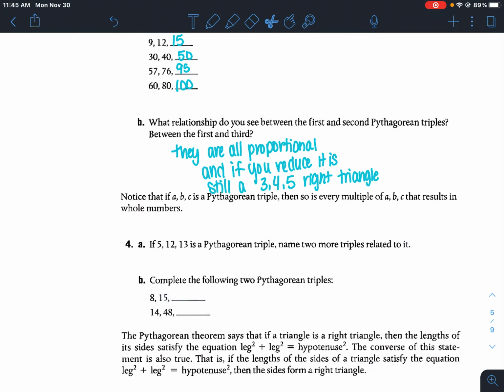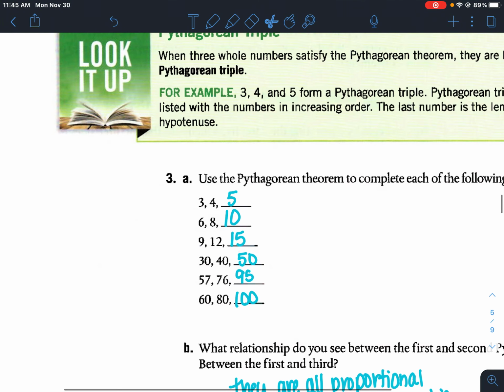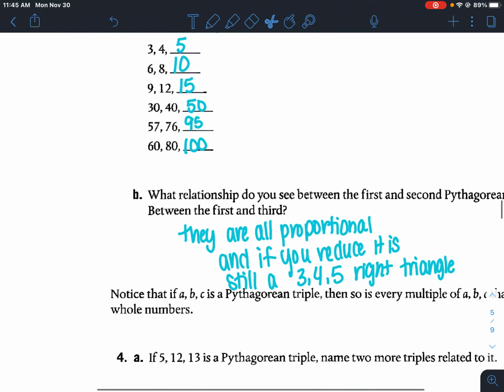For number 4, notice that if A, B, C is a Pythagorean triple, then so is every multiple of A, B, C that results in whole numbers. So just like I had 3, 4, 5, a multiple of that, 30, 40, 50, is also one. I just multiplied it by 10. I could multiply by 11 or 12 or 13, and it's still going to be a triple so long as it results in a whole number.